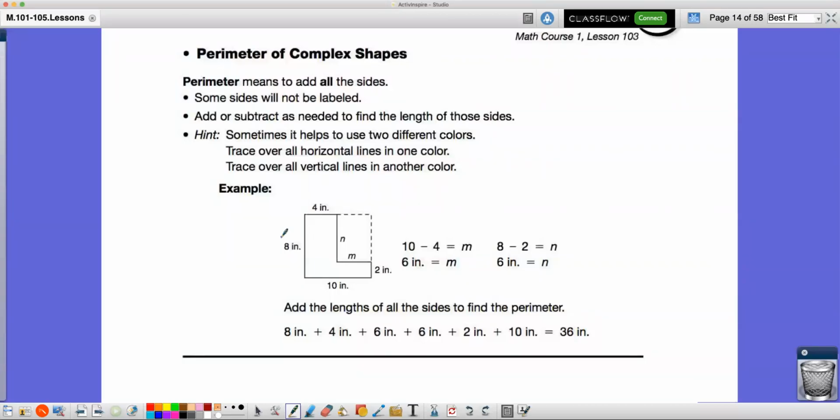Hello, everybody. Let's start the lesson today. It's Math Course 1, Saxon Lesson 103. We're looking at perimeter of complex shapes.